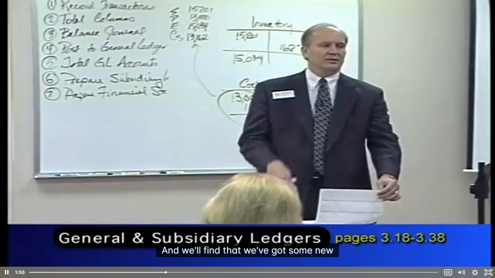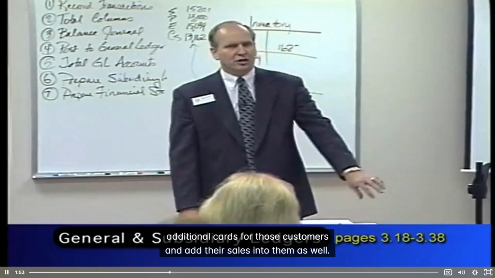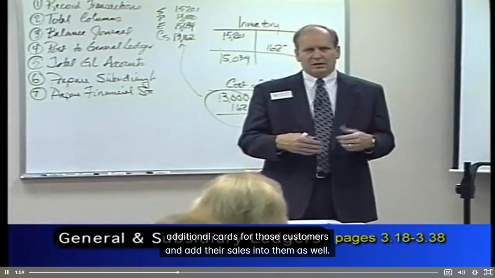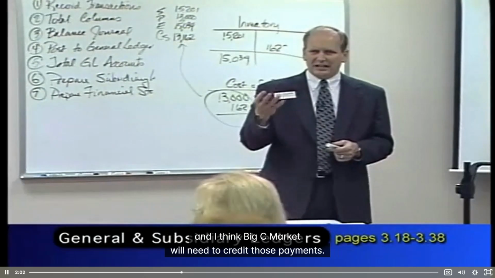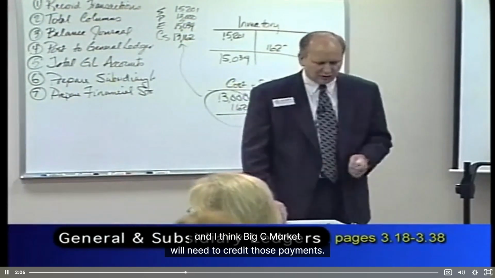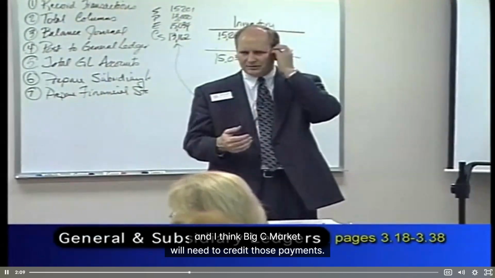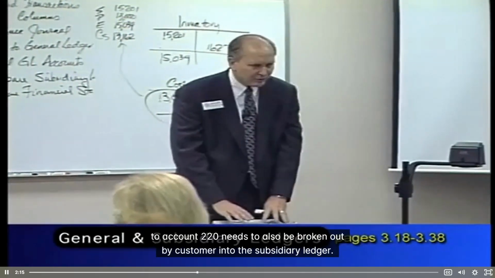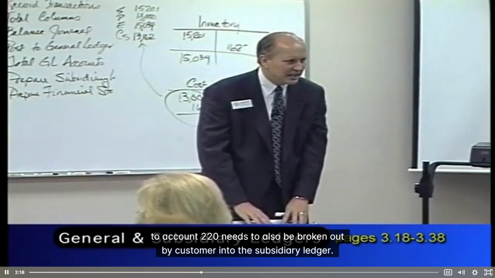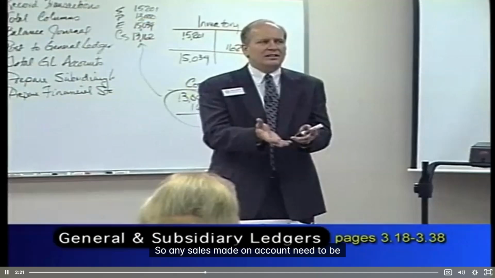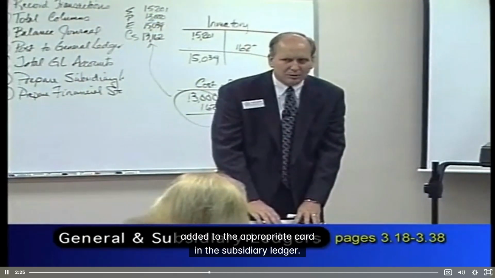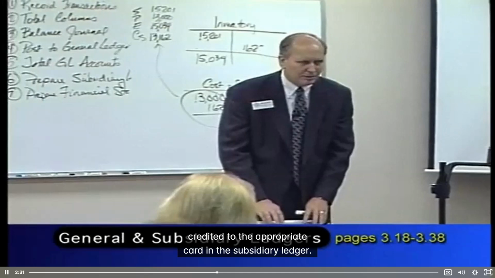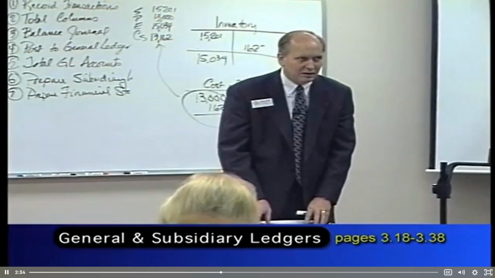And we'll find that we've got some new customers this month. So we're going to need to create some additional cards for those customers and add their sales into them as well. We also had payments from Sally's Cafe and I think Big C Market. And so we'll need to credit those payments. So any activity in the general ledger to account 220 needs to also be broken out by customer into the subsidiary ledger. So any sales made on account need to be added to the appropriate card in the subsidiary ledger. Any payments on account need to be credited to the appropriate card in the subsidiary ledger. Do you see that? Okay.